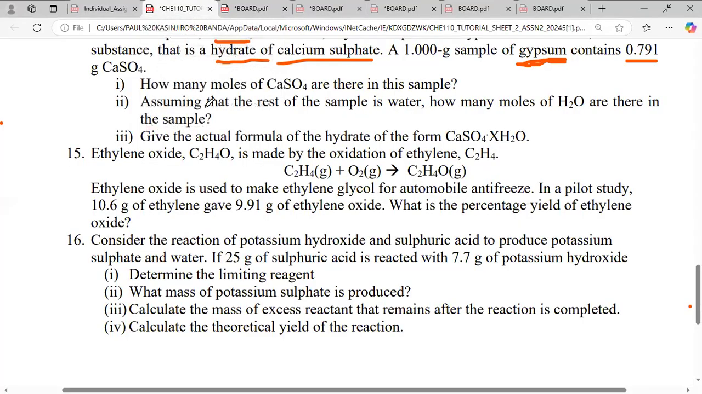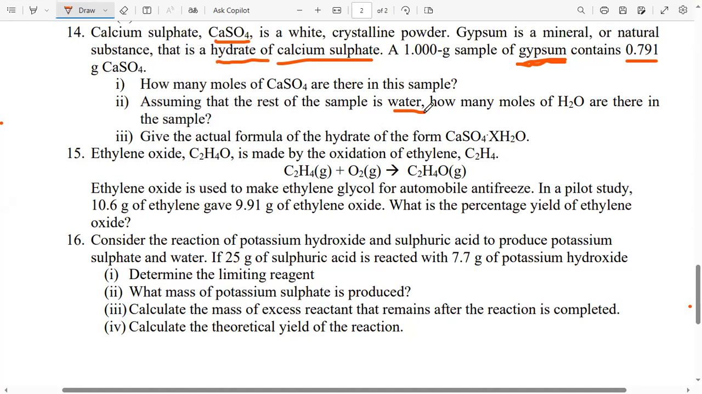Okay, no question. We'll move on to the next question. They're saying that assuming the rest of the 1 gram sample is water, how many moles of water are there in the sample? So again we have to find the mass of the water and the molar mass of the water, and then we can find the moles.